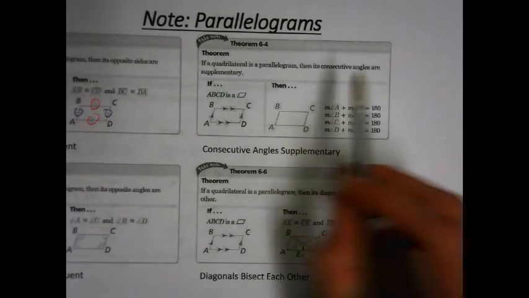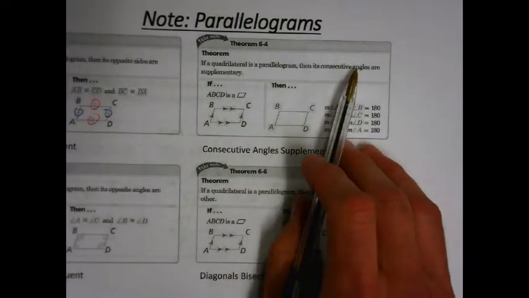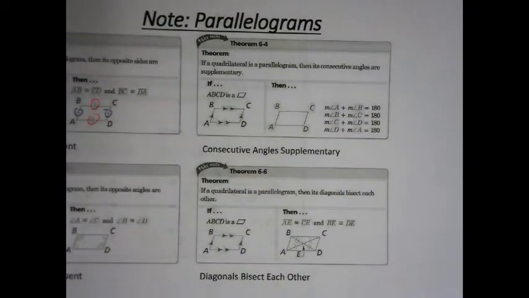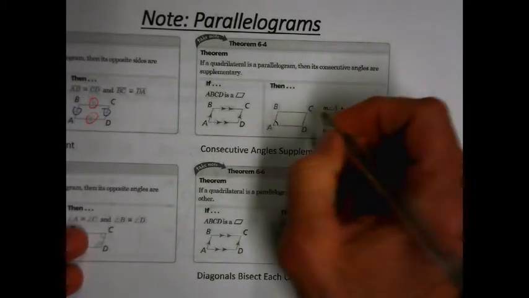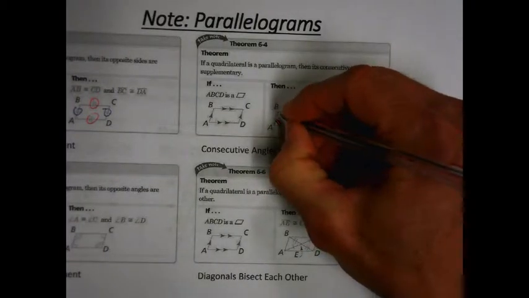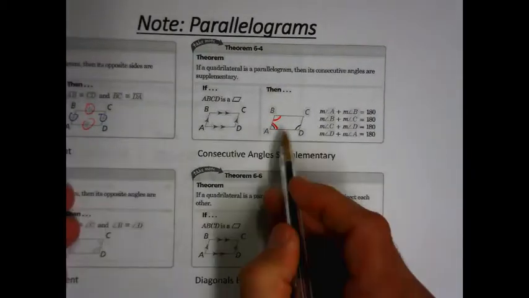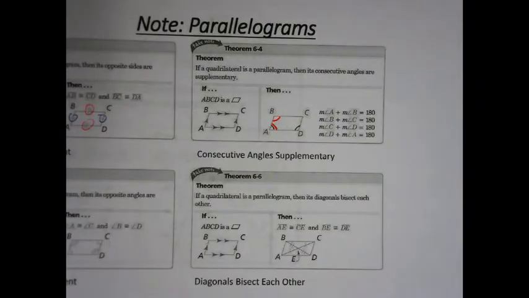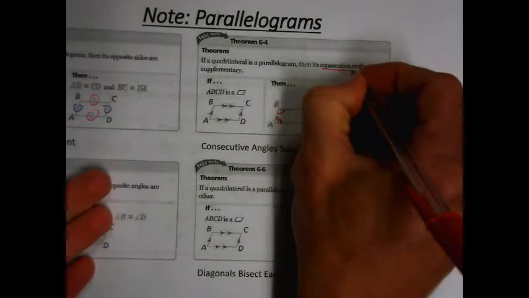Next note, if a quadrilateral, four sides, is a parallelogram, then consecutive angles are supplementary. We got to know what a consecutive angle is. If this is angle A, a consecutive angle is angle D, and they are supplementary. Also, if we have angle A, a consecutive angle is angle B. Notice how they're right next to each other. So if a quadrilateral is a parallelogram, consecutive angles are supplementary. Make sure you understand what consecutive angles are.